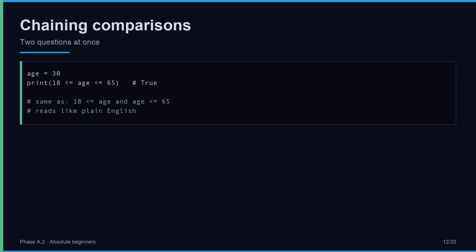A pleasant feature of Python is that you can chain two comparisons together, and it reads almost like plain English. 18 <= age <= 65 asks, is age within the working age range? For age 30, that is true. Python expands it quietly into age >= 18 and age <= 65. Chaining is clearer than writing the variable twice, and it matches how the rule is written on paper. Reach for it whenever a value must sit inside a band. A range in one line.